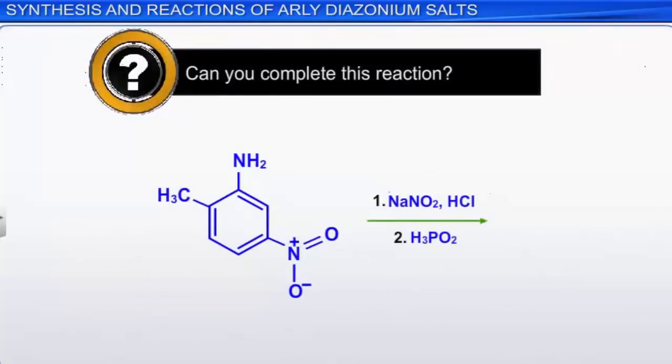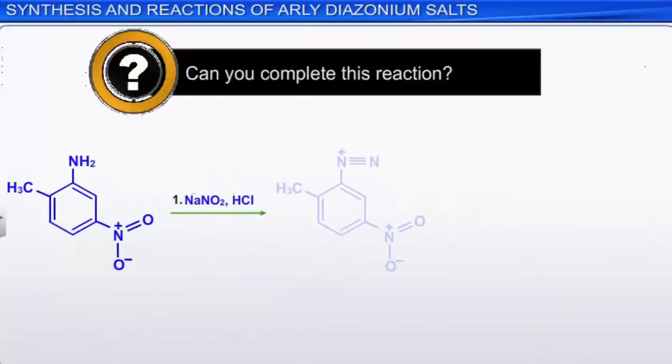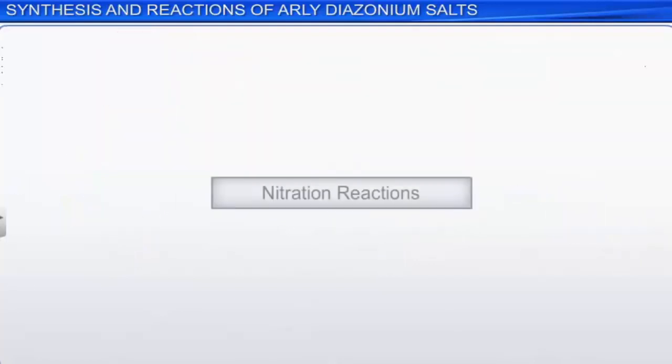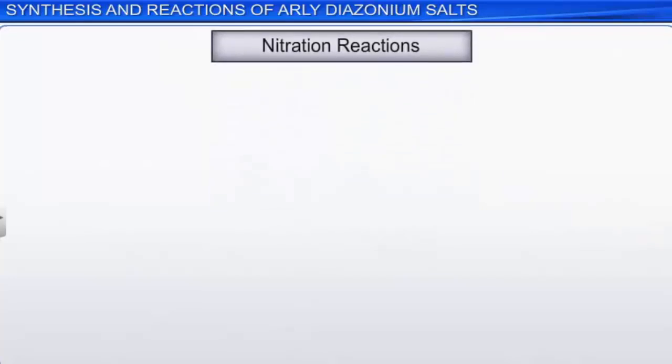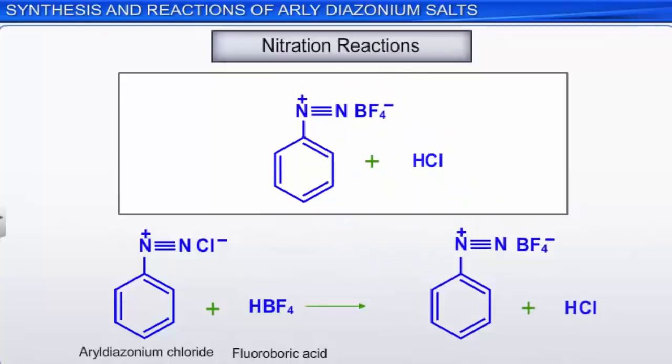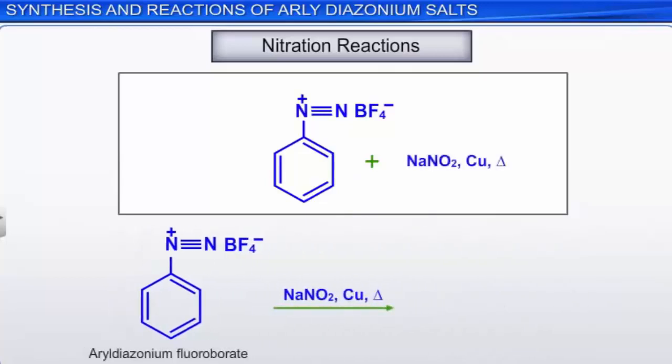In the first step, the corresponding diazonium salt is prepared. Next, the diazonium group is replaced with a hydrogen atom. Nitration reactions replace the diazonium group by a nitro group. First, prepare diazonium fluoroborate by reacting the aryl diazonium chloride with fluoroboric acid. When the diazonium fluoroborate is heated with aqueous sodium nitrite in the presence of copper, the diazonium group is replaced by a nitro group.